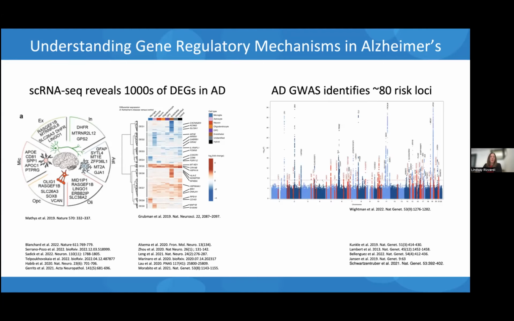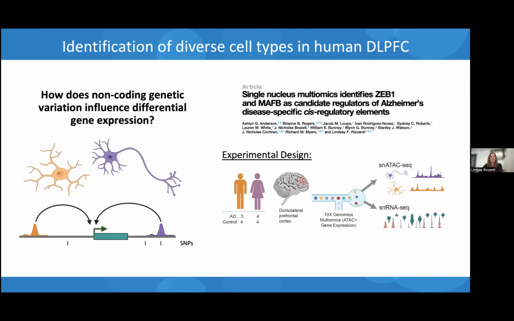Now, in addition to this, decades of work have gone into understanding genetic contributions to Alzheimer's disease in the form of undertaking large-scale GWAS studies. And so to date, I believe there's about 80 risk loci that have been identified through numerous studies. And the goal of our project was really to link these together and to understand how non-coding genetic variation influences the differential gene expression we've been seeing in these single cell RNA-seq studies, and try to really dig into how these different cell types are being regulated, and how the different genetic mutations are affecting that cell type specific regulation.